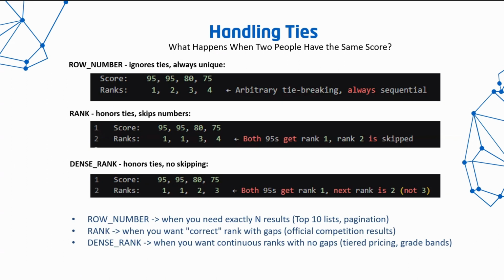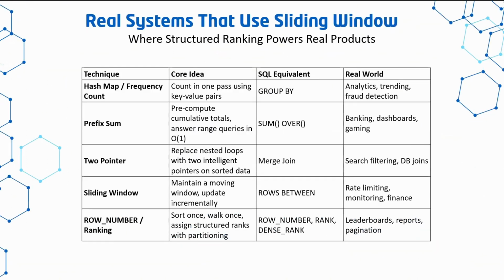So finally, we can wrap up the session. So these are the 5 concepts that we discussed: hash map / frequency counting, prefix sum, 2-pointer, sliding window, and finally row number / ranking functions.